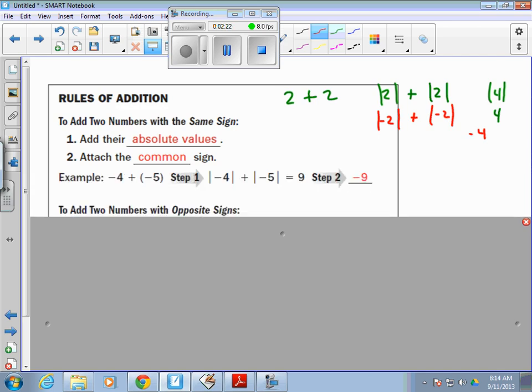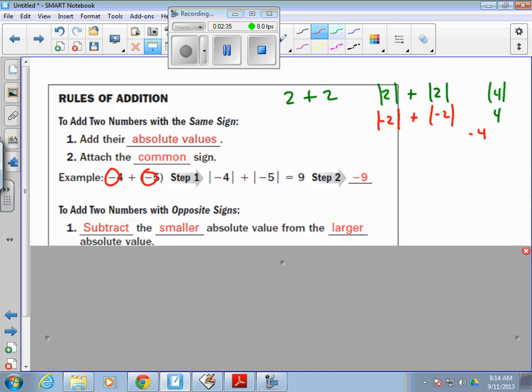Here's an example. -4 plus -5, same sign. Add the absolute values, 4 and 5, and you get 9. Keep that common sign, which was negative, and attach it to the 9 to create -9.